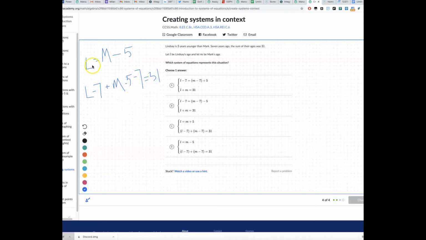So let's see if we can find those two. So Lindsay is 5 years younger than Mark. I see that right here. Lindsay is Mark minus 5, and then they took, oh, no, this doesn't do it.